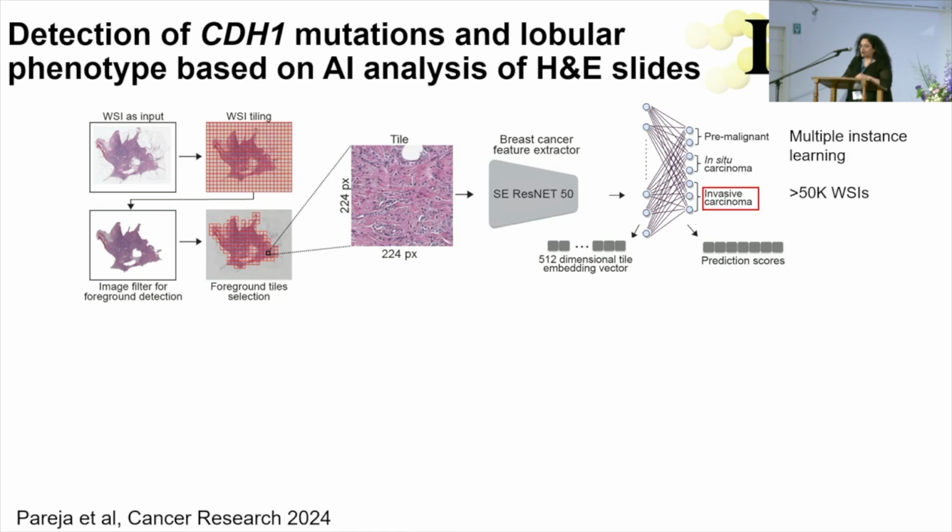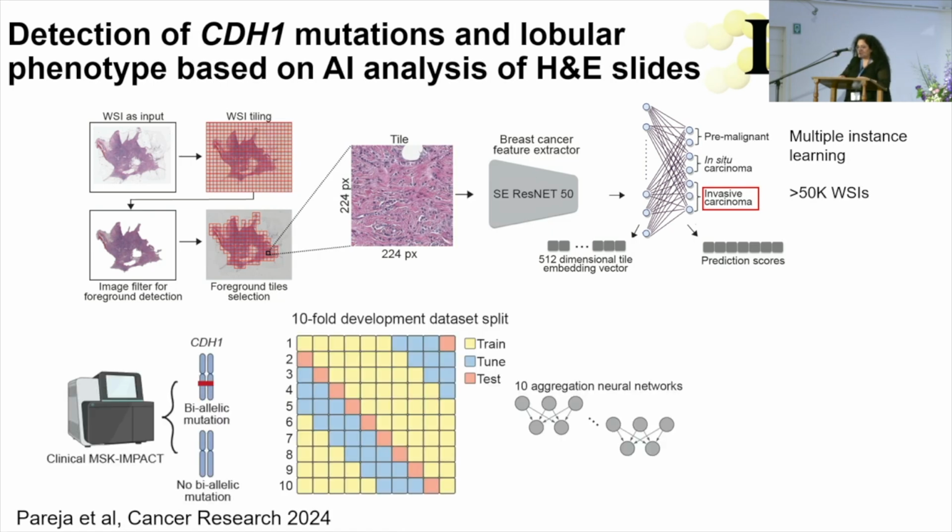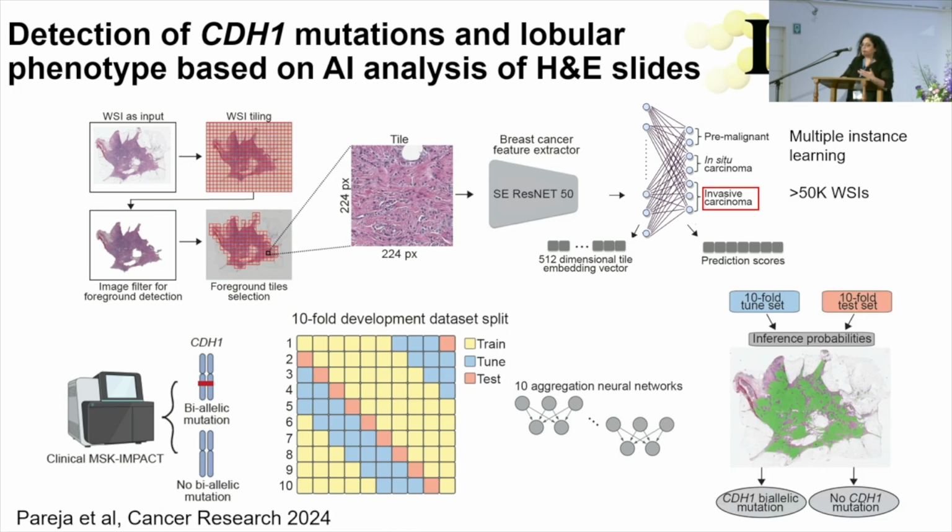So we used those embedding vectors that had scores predictive of invasive carcinoma, and we used them as input for this second layer, which was the CDH1 mutation predictor. This was the model that we trained using a tenfold cross-validation system, with a train, tune, and test set, and that gave us inference probabilities that allowed us to determine whether a case had CDH1 biallelic mutations or not.